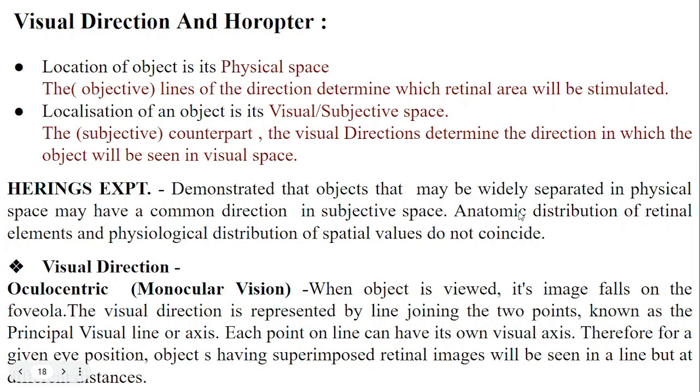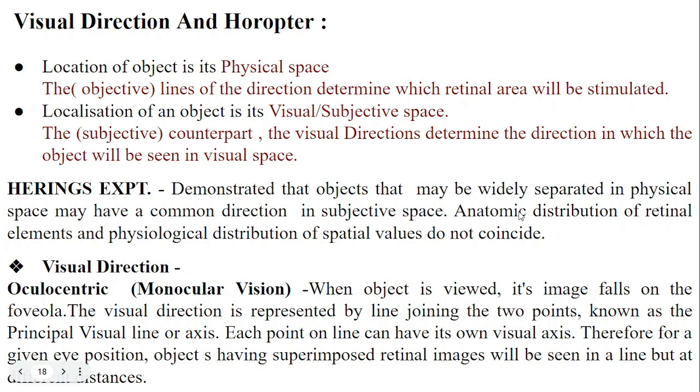Visual direction and horopter. The location of the object in physical space is determined by the object direction, which refers to the direction of the object relative to the observer's head or body. The object direction determines which retinal area will be stimulated by the object.